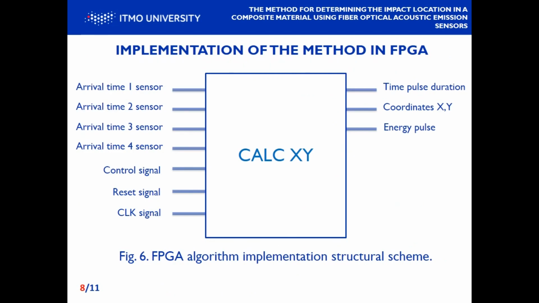The developed localization method, as well as calculations of the pulse duration and energy, were implemented in the FPGA. The flowchart is shown on slide 8. In figure 6 on the left are the input signals, recording times of each sensor, control signal, reset signal, and clock frequency. And on the right are the outputs: source impact coordinates, as well as the duration and energy of the pulse. The block contains the main localization algorithm together with the calibration algorithm.